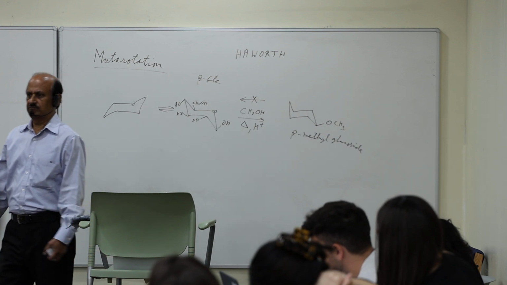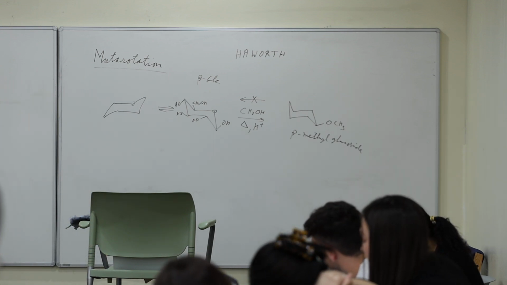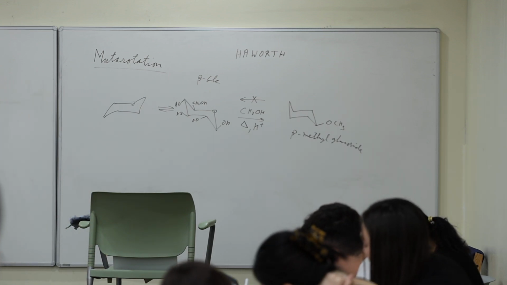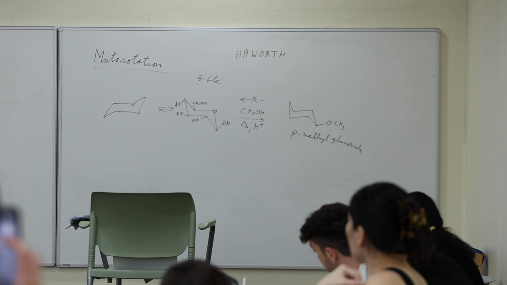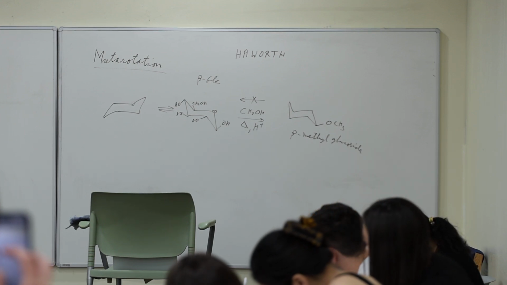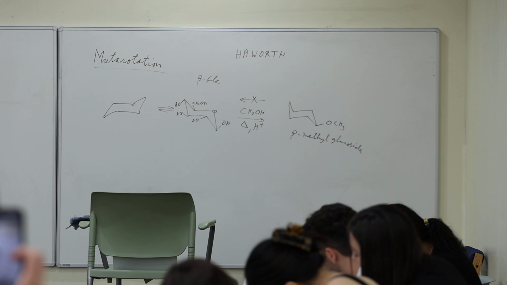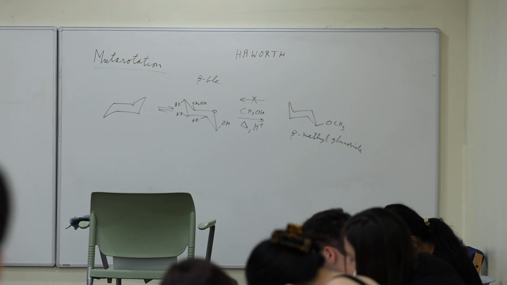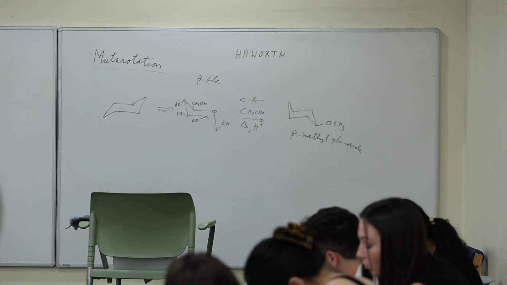So you can have alpha methyl glucoside. If the alpha glucose reacts with methanol, it gives you alpha methyl glucoside. The beta reacts to give beta methyl glucoside, and that is a fixed structure. It doesn't equilibrate and go back to the other form.